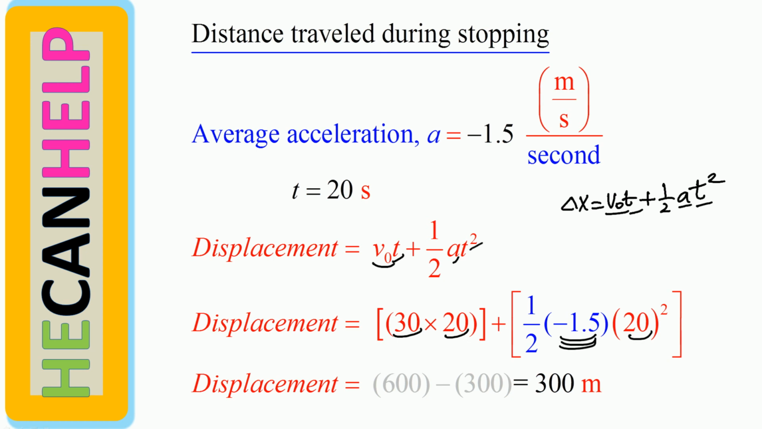Don't forget the square. So you have 20 squared. So 30 times 20 is 600. And what is 1/2 times negative 1.5 times 20 squared? 20 squared is 400. 400 times negative 1.5 is negative 600. Negative 600 divided by 2 is negative 300. So 600 minus 300, and the answer is 300 meters.